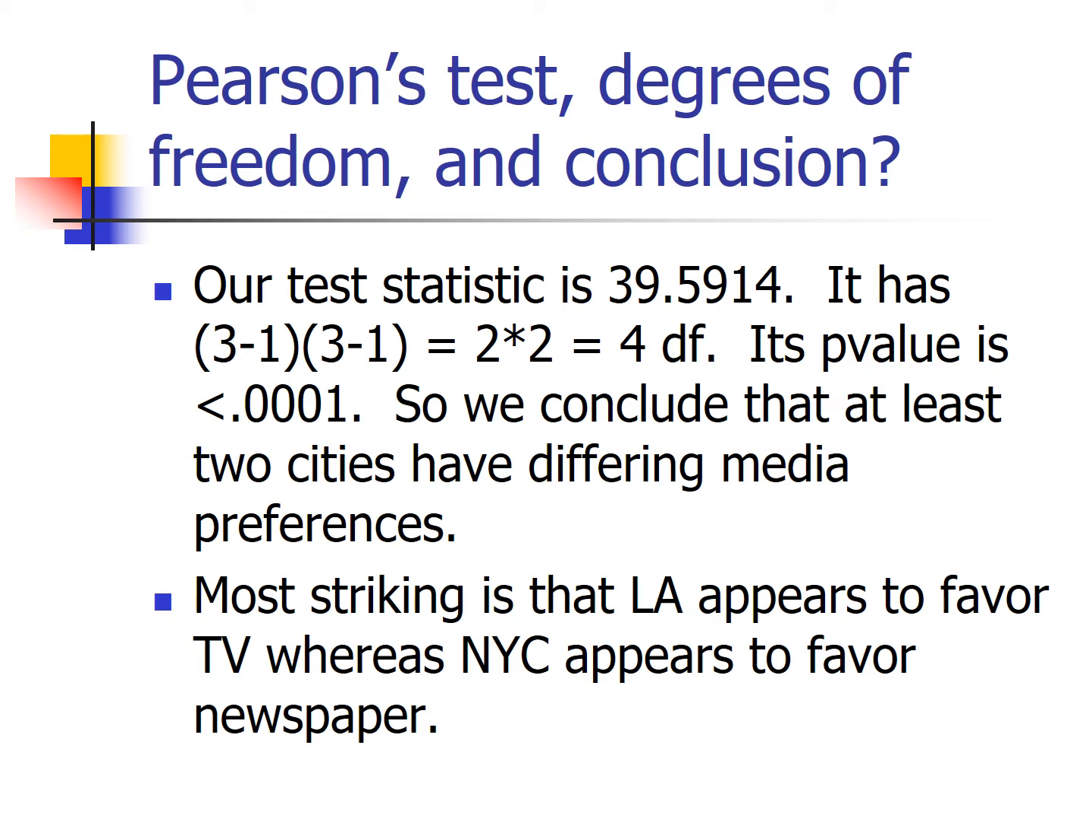Our test statistic was 39.5914. That was our Pearson's test statistic. Its degrees of freedom were 4. Its p-value was less than 0.001, so we would conclude that at least 2 cities have differing media preferences.